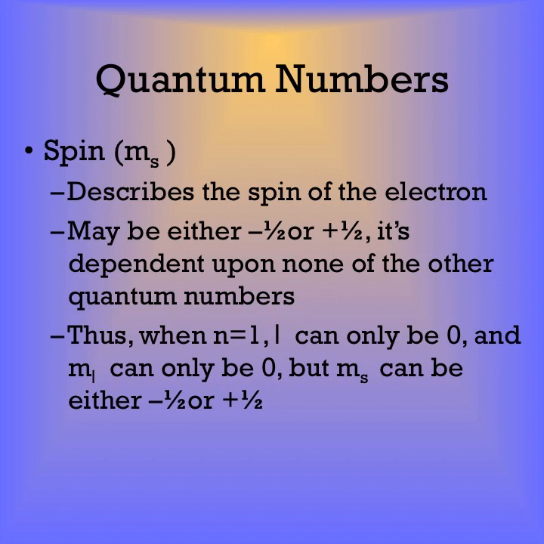So when I'm in the first energy level, N equals 1, L could only be 0, M sub L could only be 0, it means there was only one pathway and only one orbital. But that one orbital can hold a maximum of 2 electrons. If it holds 2 electrons, one of the electrons has an M sub S of negative 1/2, and another of the electrons has an M sub S of positive 1/2. Again, bear with me. It will get easier.